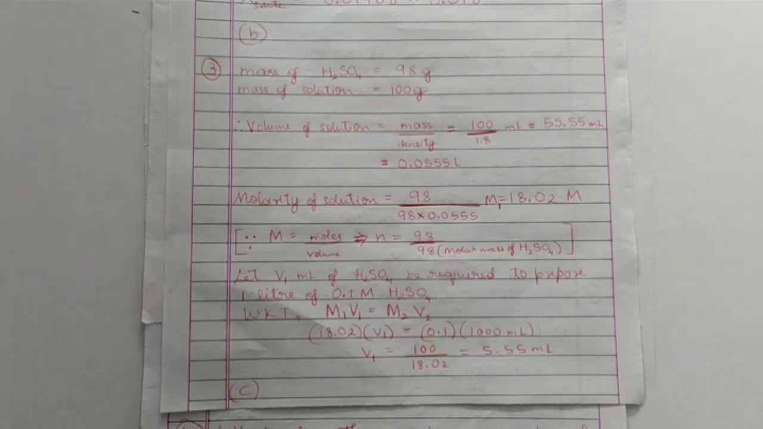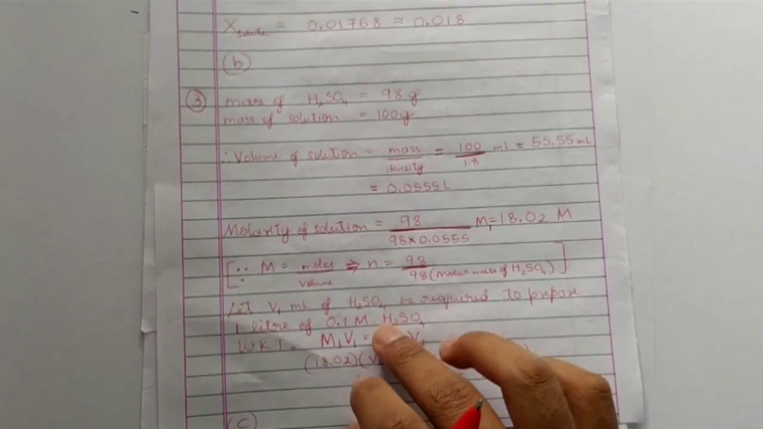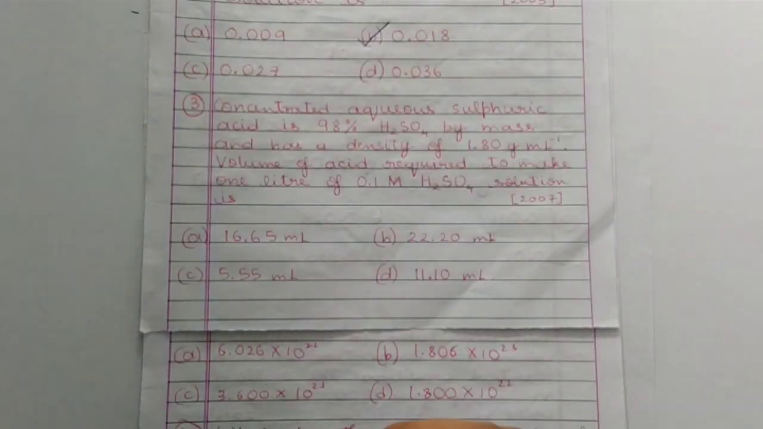Molarity of solution is equal to moles by volume, and moles is equal to 98 given mass divided by molar mass, which is also 98, which gives molarity M1 is equal to 18.02 molar. Let V1 ml of H2SO4 be required to prepare 1 liter of 0.1 molar H2SO4. We know that M1 V1 is equal to M2 V2. So therefore 18.02 into V1 is equal to 0.1 into 1000 ml. Therefore V1 is equal to 100 by 18.02, which gives 5.55 ml. So therefore it is option C.